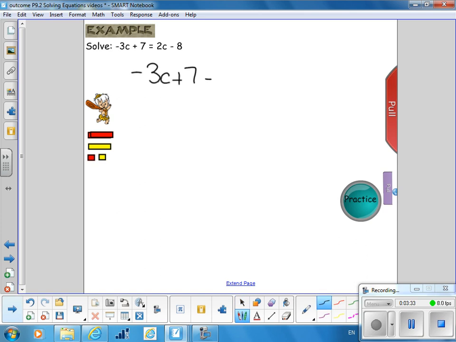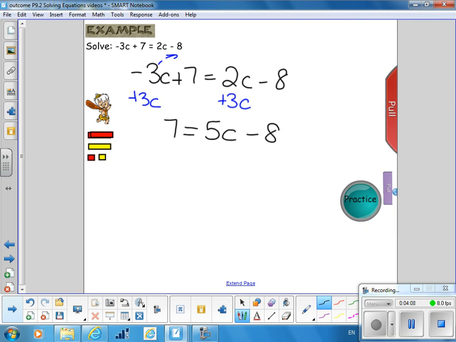Just to show you that it does not matter which side we move the variable to, in this example, I'm actually going to move it to the right-hand side. So that means I want to move this across to the right-hand side. Right now, it's a negative 3c. What's the inverse of negative? It's positive. So we are going to add 3c to both sides. Negative 3c plus 3c will be 0. So we're just left with 7 equals 2c plus 3c is 5c minus 8.